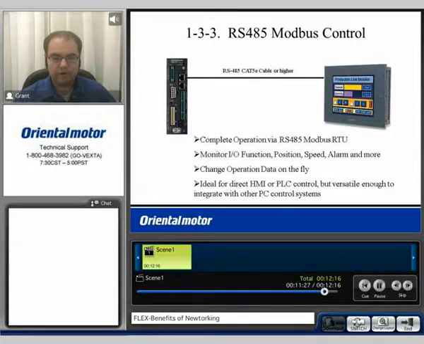You have the ability to monitor the position, the speed, alarms, and much more. You also have the ability to change operation data on the fly. So this would be ideal for direct HMI or PLC control, but it's also versatile enough to integrate with other PC control systems. Anything that's capable of communicating Modbus RTU over 485.